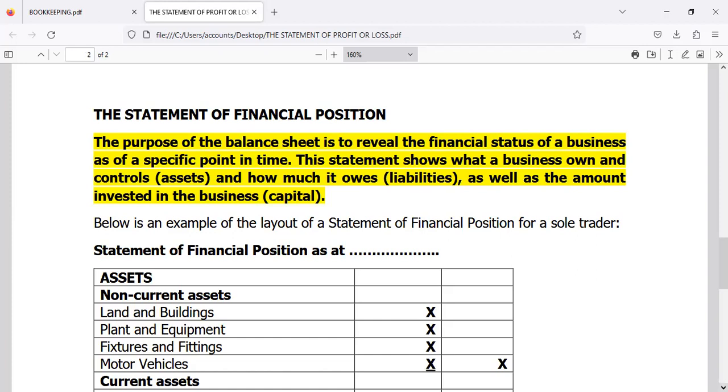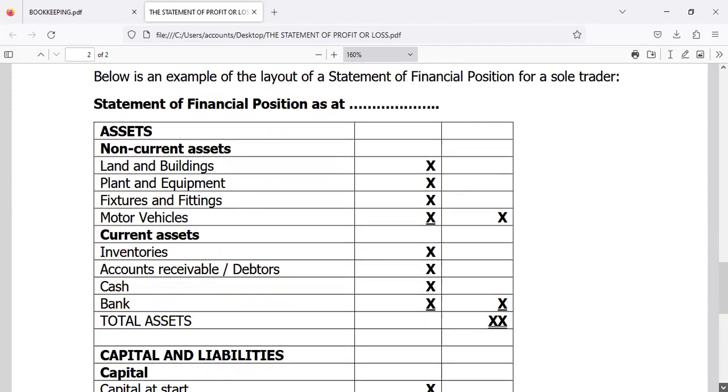Those are the assets. It also shows how much it owes. Those are the liabilities, as well as the amount invested in the business, which is capital. So this statement presents the assets, the liabilities, and capital of the business. This is the layout of the statement of financial position or the balance sheet of a sole trader.